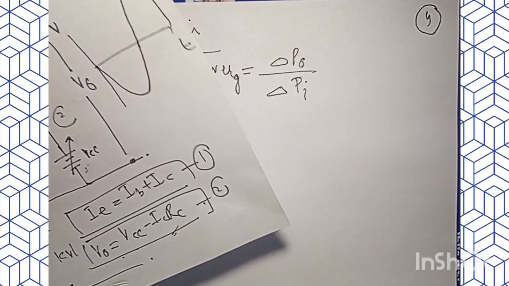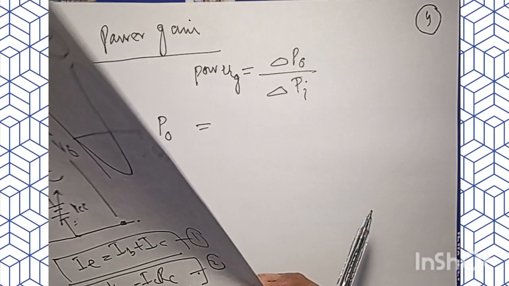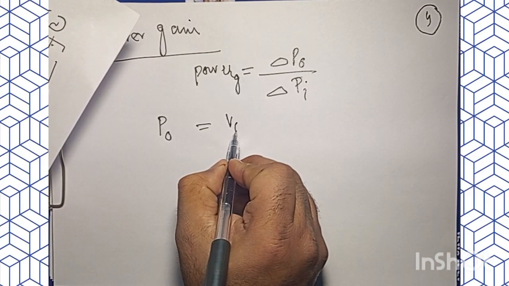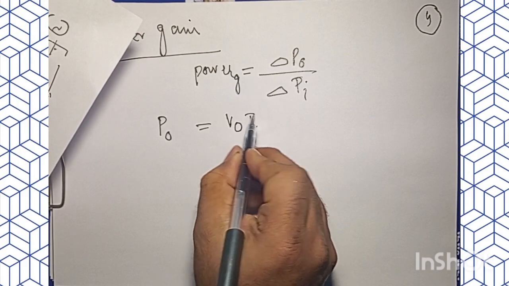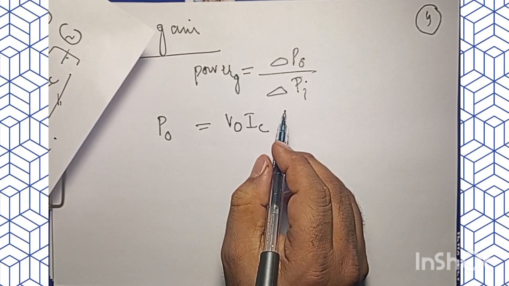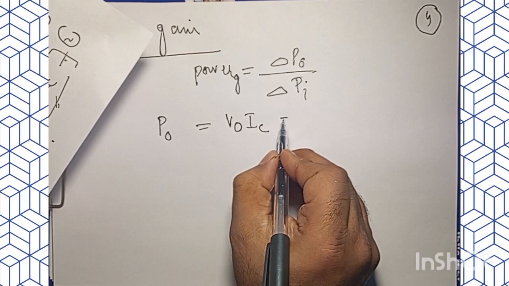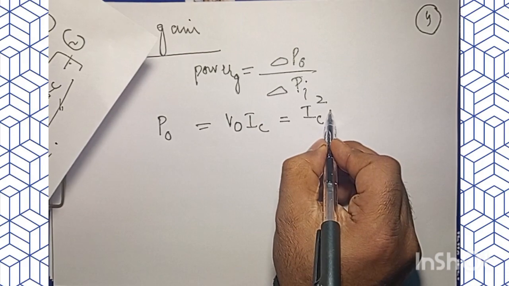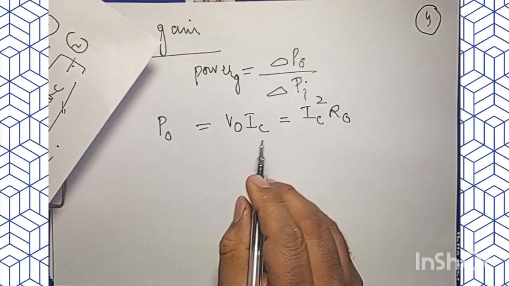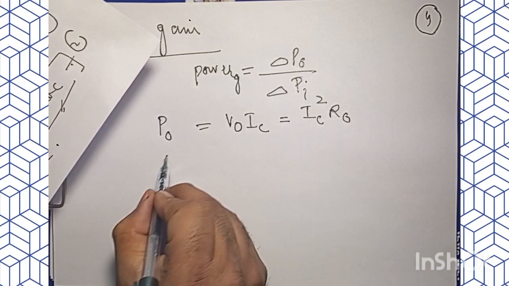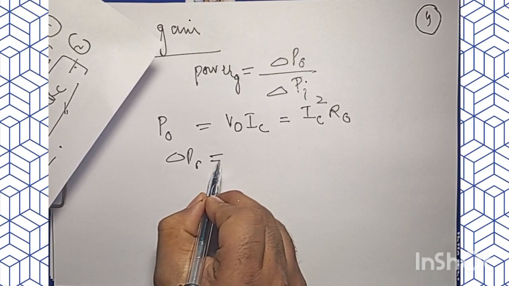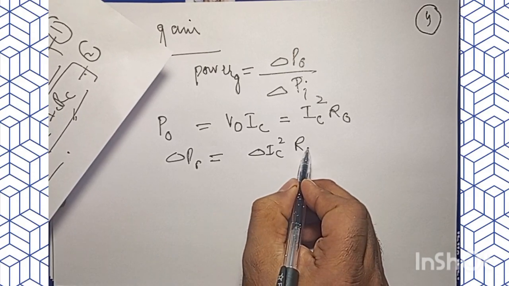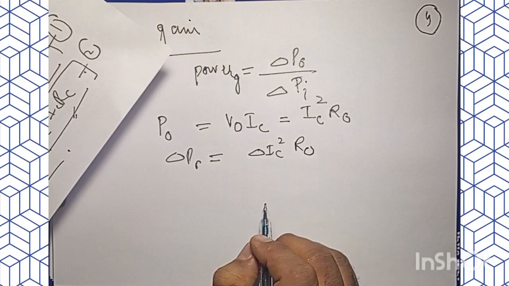Because we have the equation for VO. So PO is VO times IC, the output voltage times the collector current, and this will be IC square times RO. So for delta PO, we can simply have delta IC square RO. Now RO is understood, this is the load resistance.